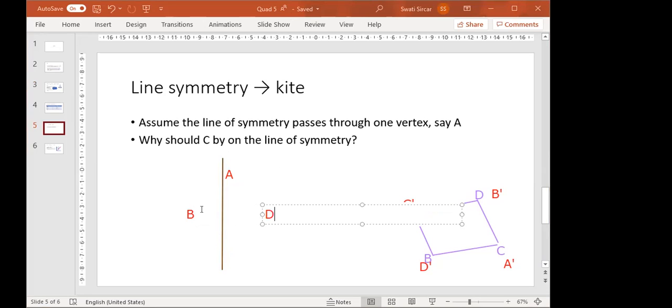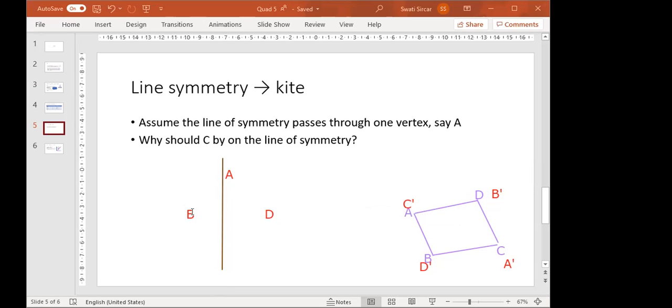And you do need to point out that if AB is on this line, then what happens? Because then basically the whole quadrilateral collapses to a line segment. So that is not possible.